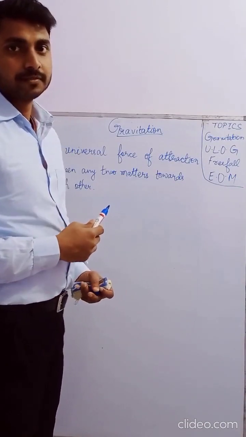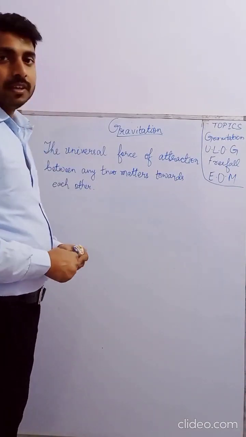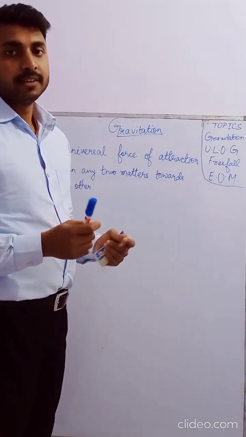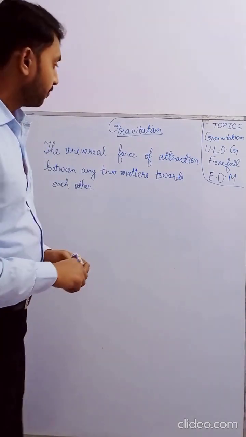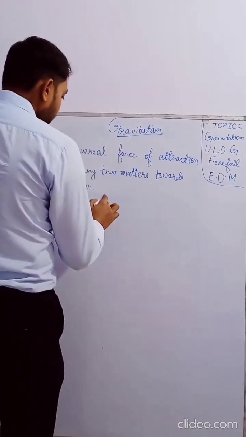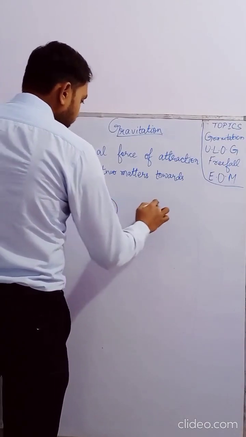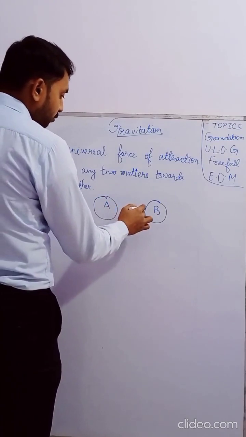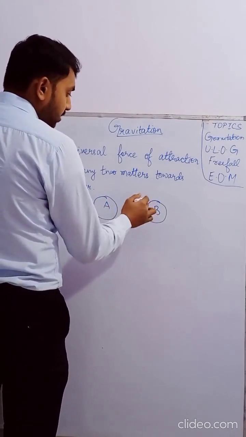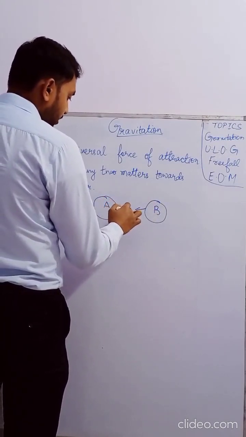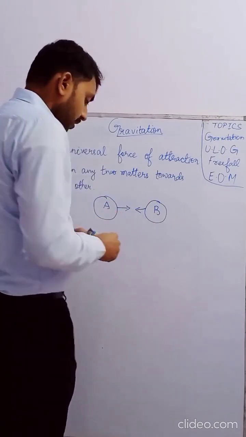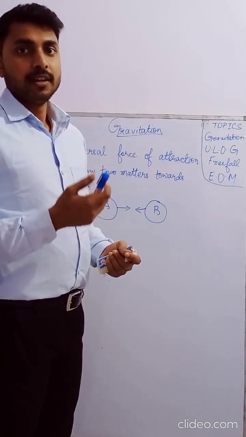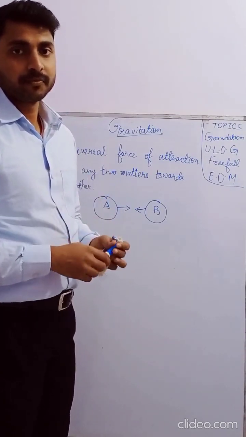So let's get started. What is gravitation? It's a universal force of attraction between any two objects that have a tendency to attract each other. For example, if this is an object A and this is an object B, object A has a tendency to attract object B towards itself, and object B also has the same tendency to attract object A towards itself. Thus, we can say that any objects that have mass or matter have a tendency to attract each other.